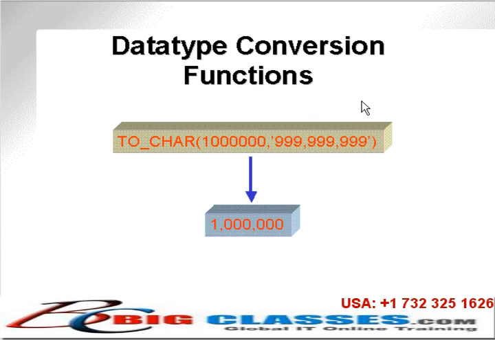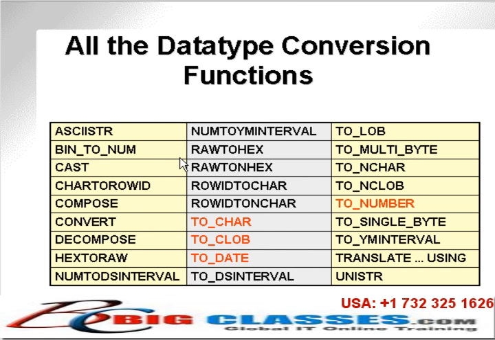Data type conversion functions. Here is an example. To char the number 1,000,000 to a string representation which is comma delimited. We end up with the number 1,000,000, comma delimited in thousands. Here are all the data type conversion functions used in Oracle. The only ones we're interested in at this point in time are toChar, toClob, toDate, and toNumber.